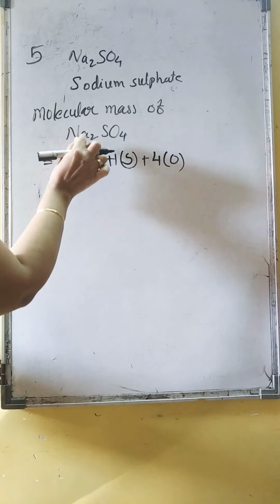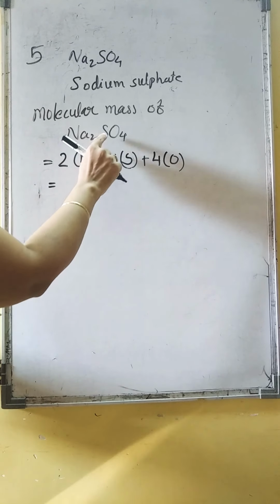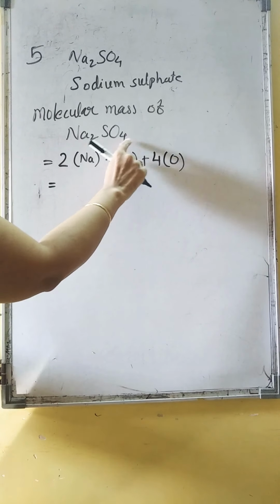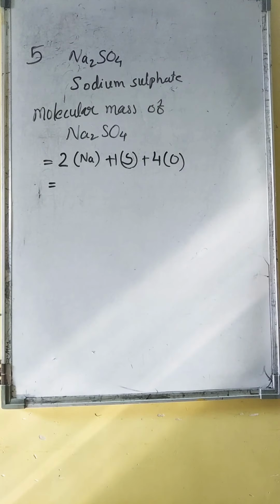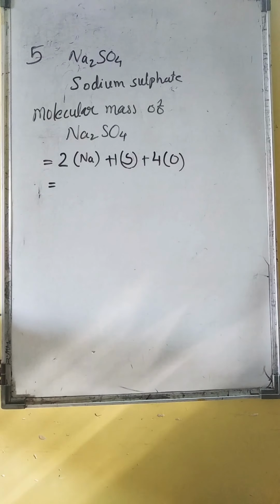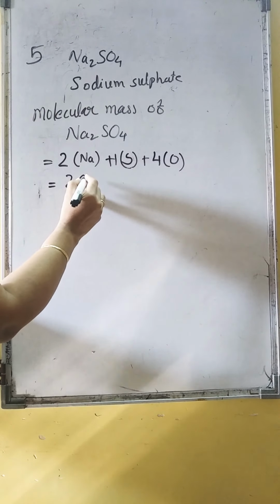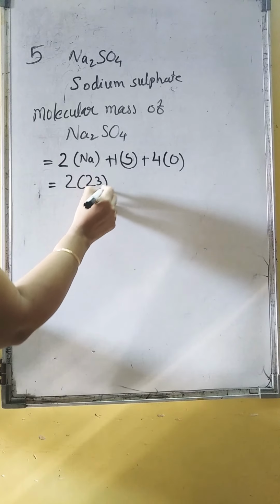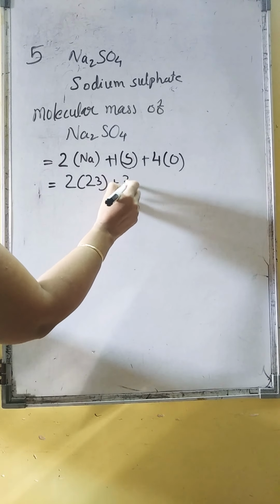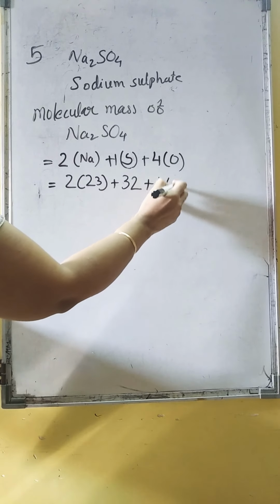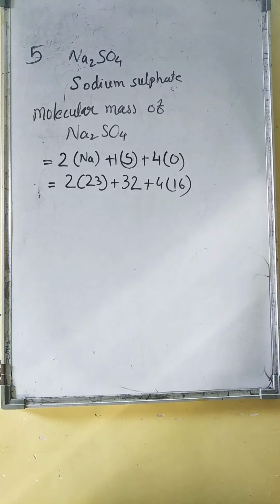After writing, see 2, so 2 Na, S was 1, so 1 time S, O4 means 4 times O. You are going to see the atomic mass. I think it is given on page number 51. And children, in the exam, atomic masses will be given. Okay, so you do not worry. So you have 2. What is the atomic mass of sodium? It's 23. Plus sulfur, it's 32, and oxygen it is 16. So write down in the bracket all the atomic masses, right?